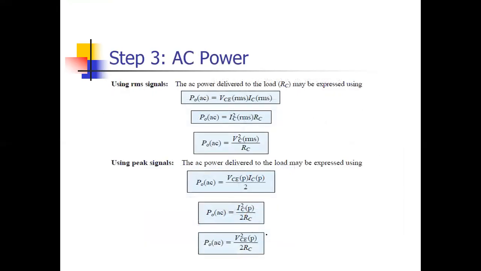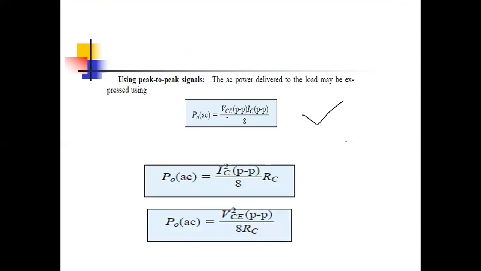So in short, in summary, for RMS, normal formula of power, P equals VI, P equals I square R, P equals V square by R. For peak value, divide all this RMS value by 2. If peak to peak, then divide all the voltage and current by 2. Okay, this is your peak to peak expression.